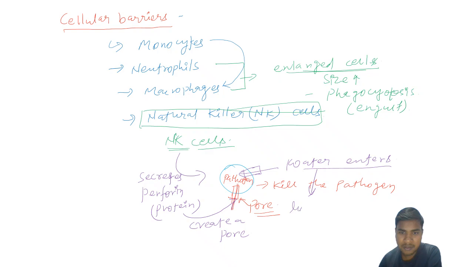Pathogen lysis is seen in this case. So this is the natural killer cell, macrophage, neutrophil. Now the next thing, the last thing, is the cytokine barrier. So what is the cytokine barrier?